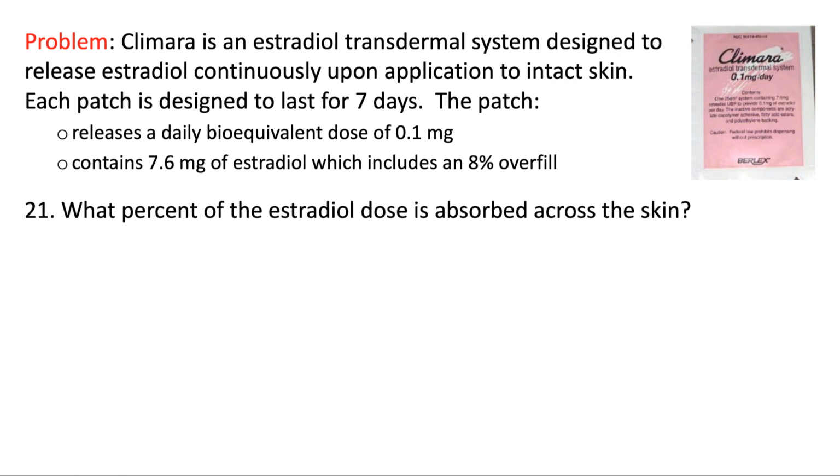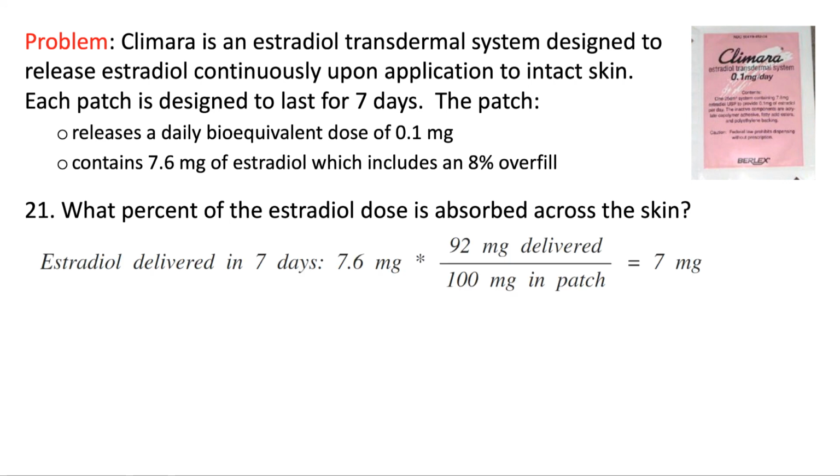Okay. Well, where do we start with that? Let's start with how much drug is delivered. How much estradiol does the patch actually give out in 7 days? We'll standardize all this, since all of the doses we were given were for the amount for the 7 days. So in 7 days, this drug is going to release a total, we were told, of 7.6 milligrams. Well, that's the total amount in there, but that includes an 8% overfill.